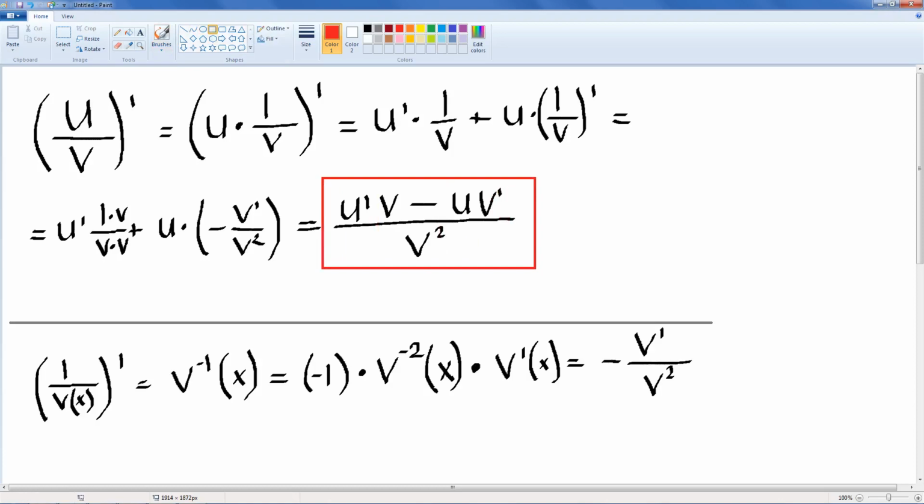So as you can see, it's a pretty easy proof, much easier than if we used the definition of the derivative, using the limits. Okay, thanks for watching.